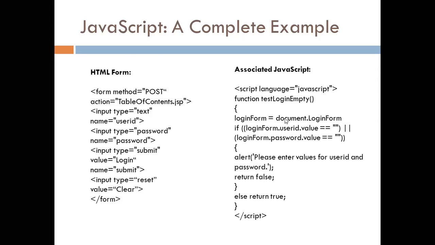Here loginForm is equal to document.loginForm. This loginForm is the name of the form, so that will be extracted. Then for this loginForm, we will extract the user ID and its value. So loginForm.userID.value. loginForm.userID will extract this particular one, the entire element it will extract.